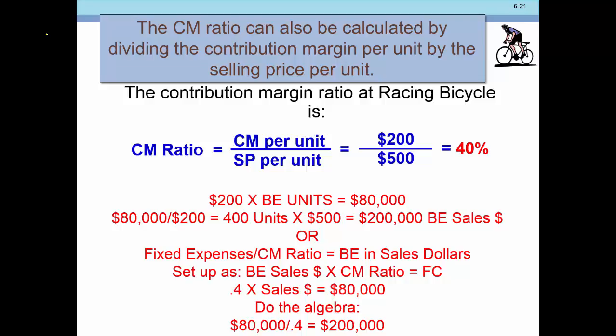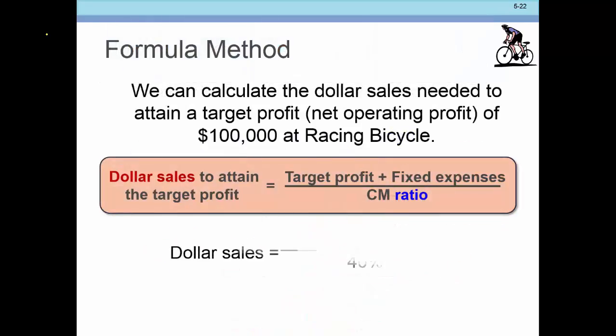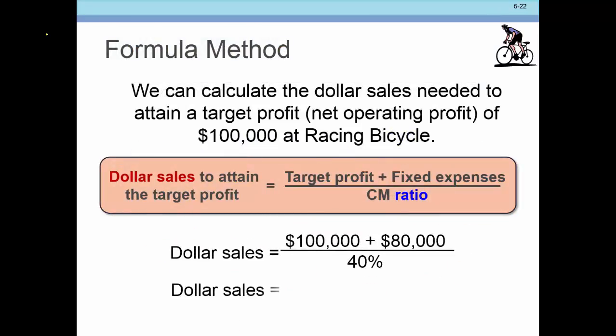Okay? We call that contribution margin ratio. And if it's target profit, then we simply do what? Then we just add the target profit to the fixed expenses, and that's going to give us now our sales dollars, right? Question?